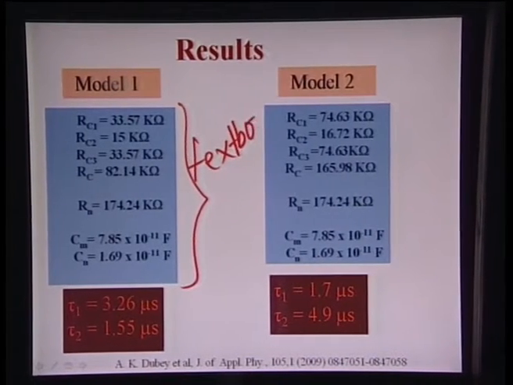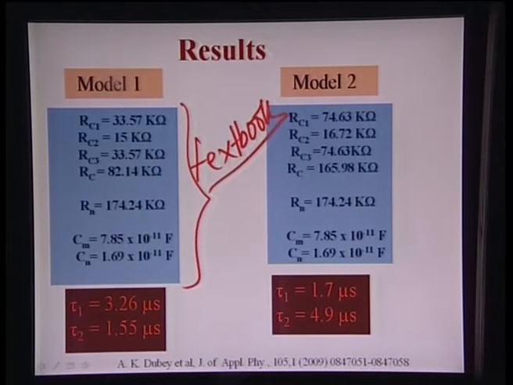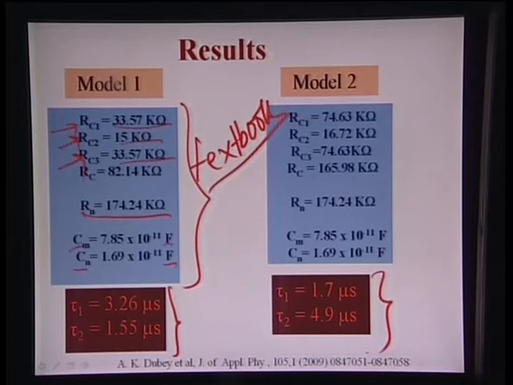Now, from a standard textbook we have taken values for a biological cell, and we have found the resistance of the cytoplasm. R is equal to rho into L by A, and from that you can find the resistances Rc1, Rc2, Rc3, which are of the order of kilo ohm. The resistance of the nucleoplasm is 174, also taken from a standard textbook. The capacitance of the membrane and of the nuclear membrane is also 10 to the minus 11 farad. From that we found that the tau 1 and tau 2 values are around 1.55 to 3.26 microseconds, a very small fraction of a second. Here, the same tau 1 and tau 2 values are 1.7 to 4.9 microseconds.